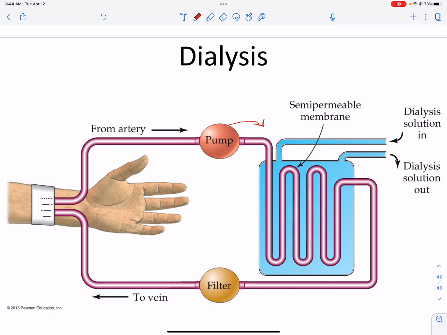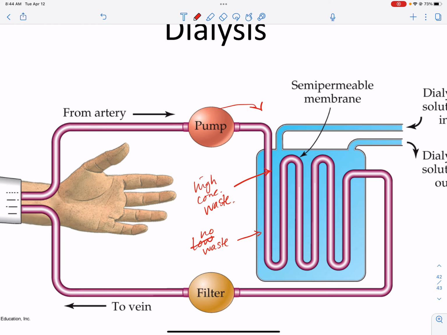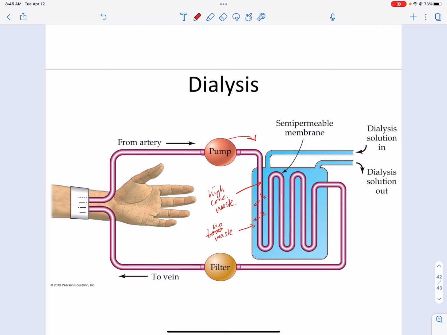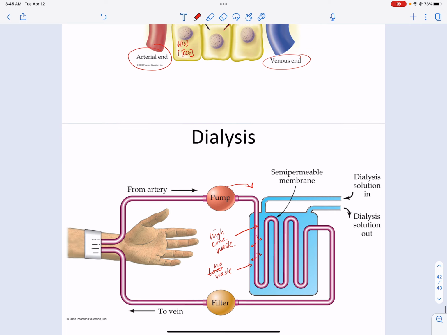Okay, so in this blood we have high concentration of waste. And in the dialysis solution, which is the blue here, we have low, or I should say no waste. Okay, so that waste in our blood is going to be filtered out of the blood into the dialysis solution, and then we filter it back into the body. Okay. All right, that's it for solutions.